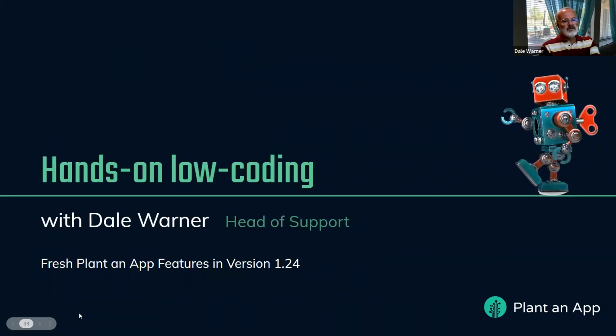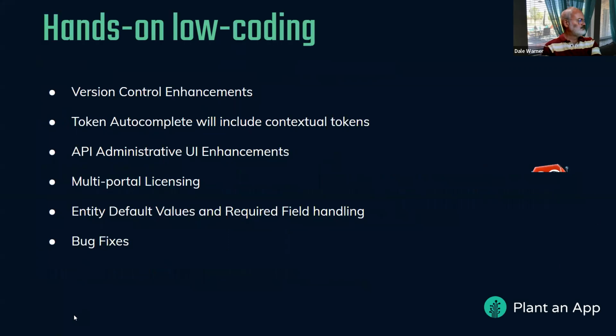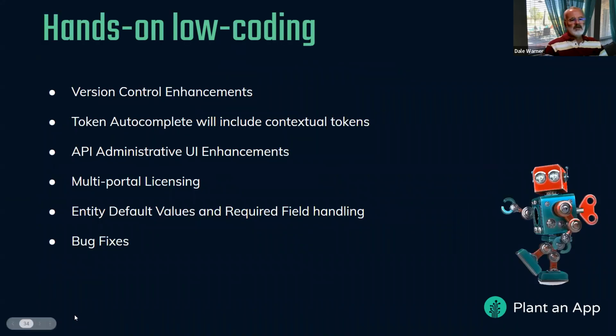Great. So with all that, we'll dive into our hands-on low coding, and we're just going to focus on what you're going to get at version 1.24. The big topics that are included are some enhancements in the area of version control. I'm going to dive into each of these areas in a second, but this is just the overview. So, version control.